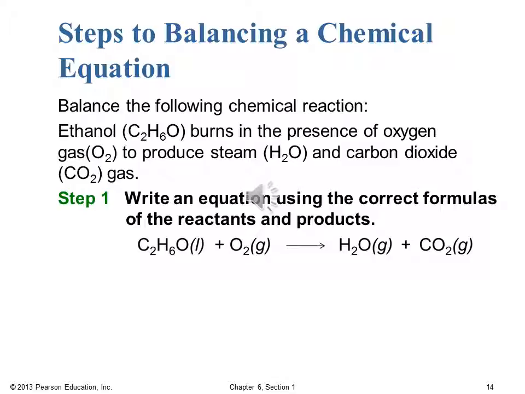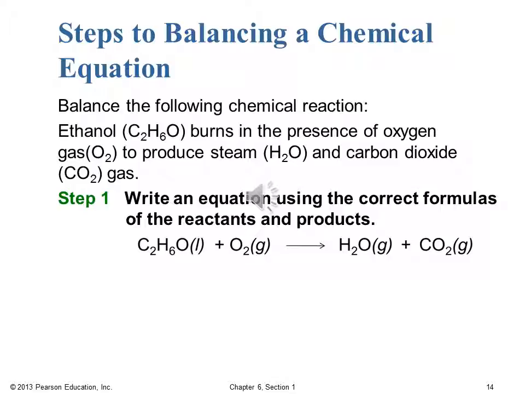So we understand that ethanol and oxygen are the reactants because they produce steam and carbon dioxide. So on the left-hand side, we have our ethanol. And I would have to tell you that that's a liquid at these conditions in order for you to put that phase in. O2 gas, I did mention gas in the problem, so that's okay. And then finally, steam, you understand, is a gas, and carbon dioxide, we indicated, was a gas in the final state. So we have the equation using the correct formulas for each of the reactants and products. We're good with step one.